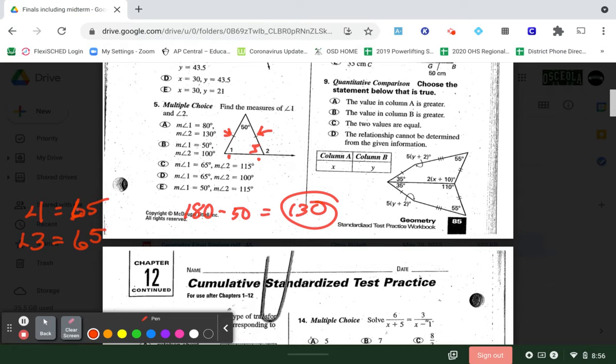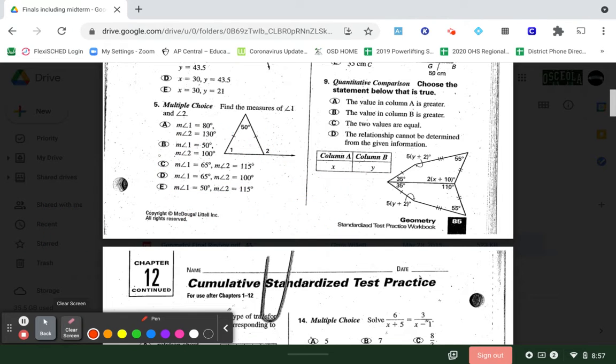So angle 1 is 65. So that's out, and that's out. And then if I look at this backside, if angle 3 is 65, then this is a linear pair. So 180 minus 65 is 115. So I guess my answer is C.